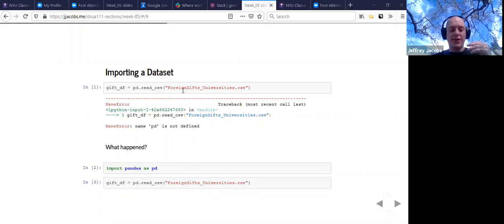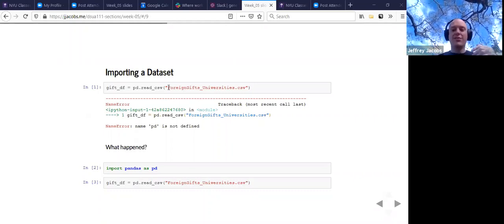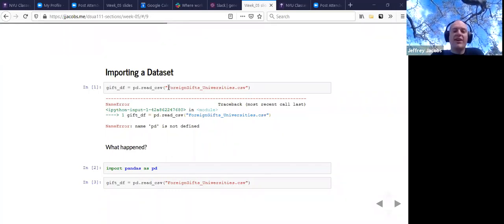which is a data set where universities in the US are required to report to the federal government a gift from a foreign entity, whether it is a private or public entity, like a government or a private company or individual. It has to be reported. So that's this data set. You just go on the website for the federal government, I can find it, and you download it, and it's this .csv file.